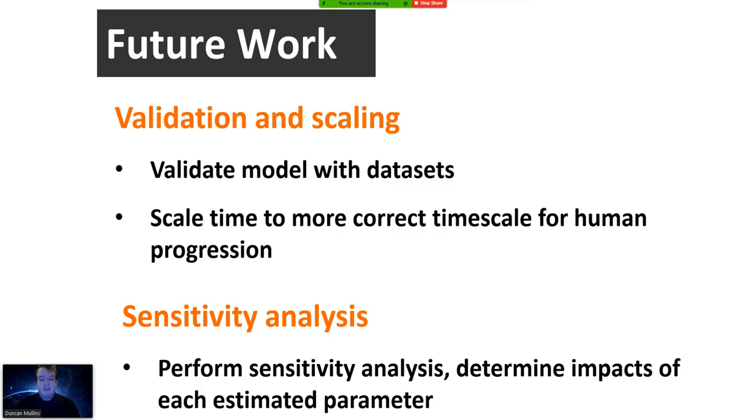The data set takes place over years or decades, which is physiologically as expected, whereas the current version of the model only takes place over 24 hours. That is a current weakness that I am working to correct. I also want to perform a sensitivity analysis determining the impacts of each estimated parameter and seeing if one of them is significantly larger than the others.